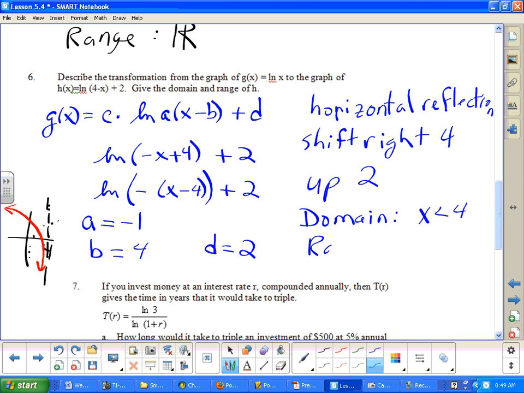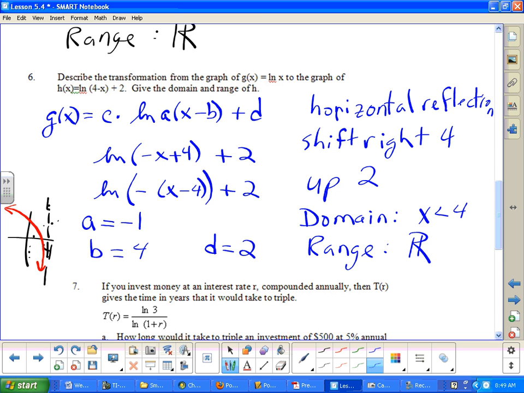And what about the range? Is that going to change anything? No. That's still all real numbers. The range will never change for a logarithmic function, just like the domain will never change for an exponential function.